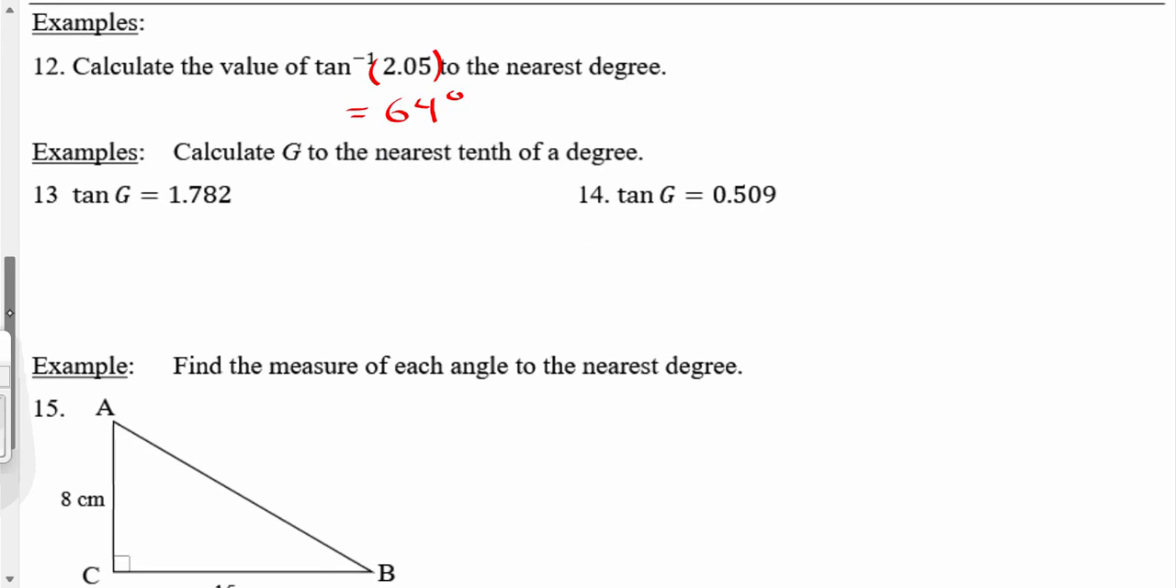For these next questions, I'm told that tangent of G is equal to 1.782. Let me show you what we're actually doing, and then we'll do some shortcuts and not show every step. Kind of like last semester when we reviewed solving 2x plus 1 equals 8, I would ask you to show all the steps. So showing the steps means I do an inverse operation, undo adding by subtracting.